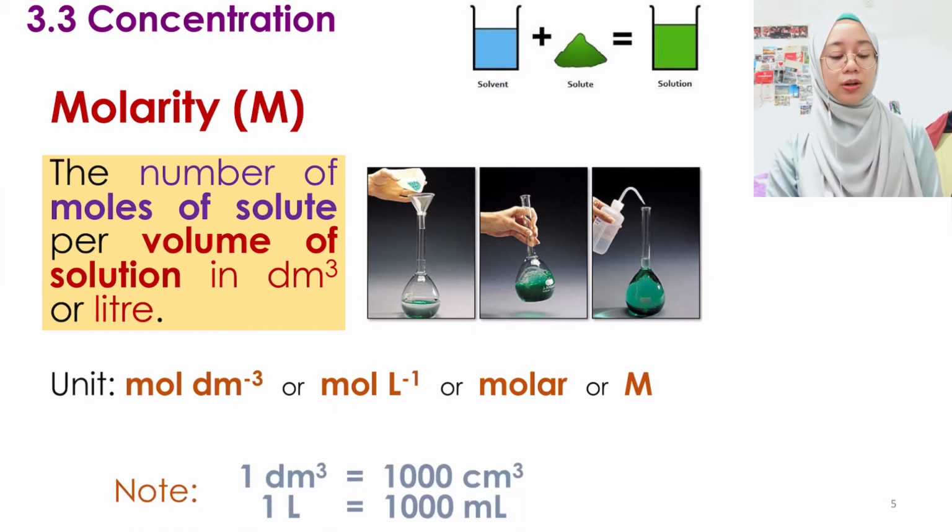Take note that 1 decimeter cube bersamaan dengan 1000 centimeter cube, ataupun 1 liter bersamaan dengan 1000 milliliter. Meaning if you are given in centimeter cube ataupun milliliter, you just need to divide by 1000 in order for you to convert it into decimeter cube or liter.